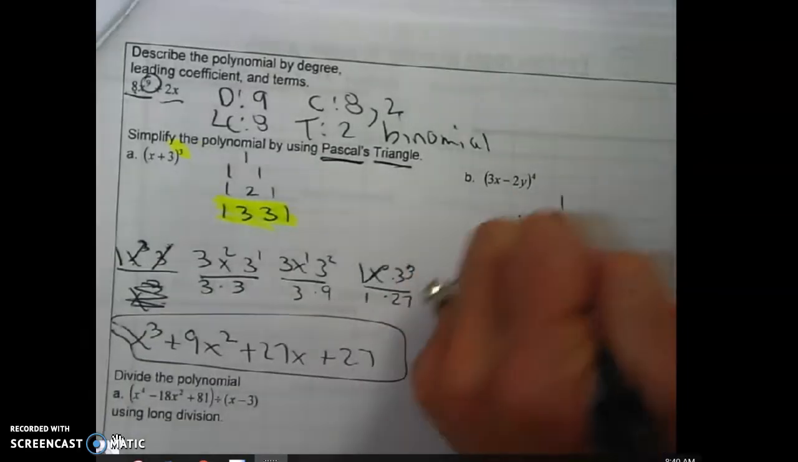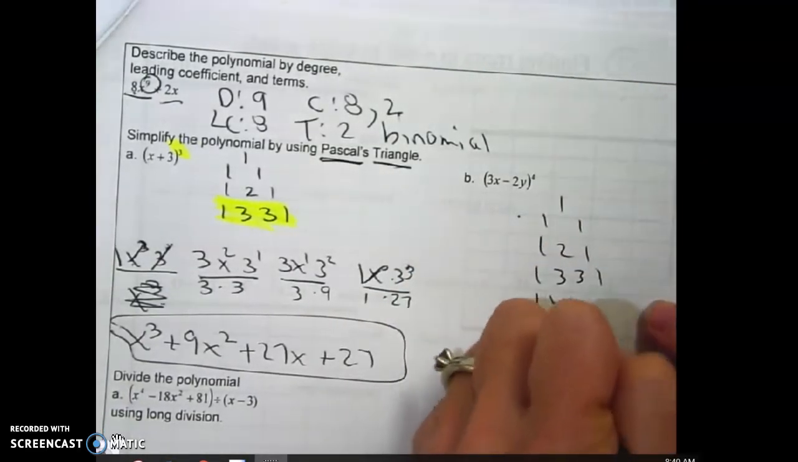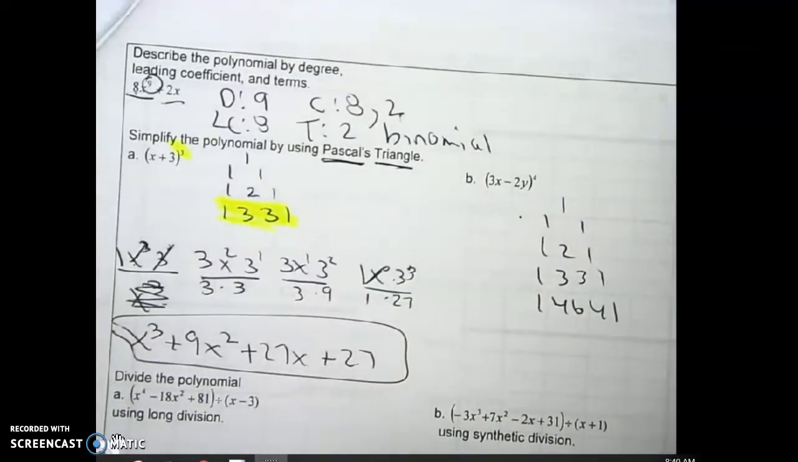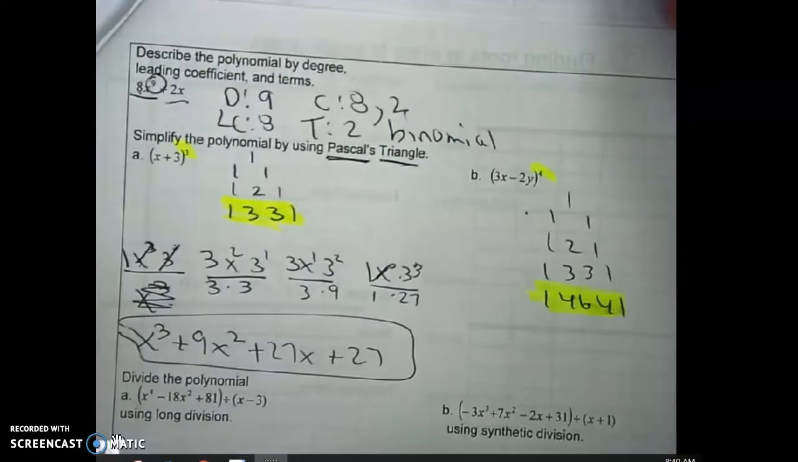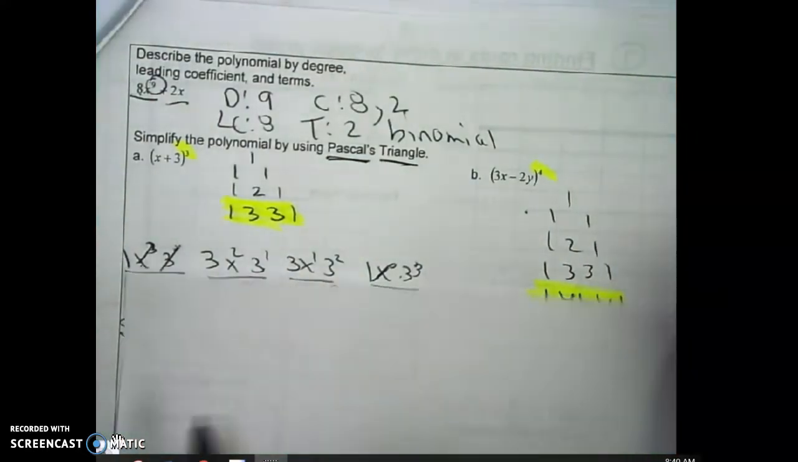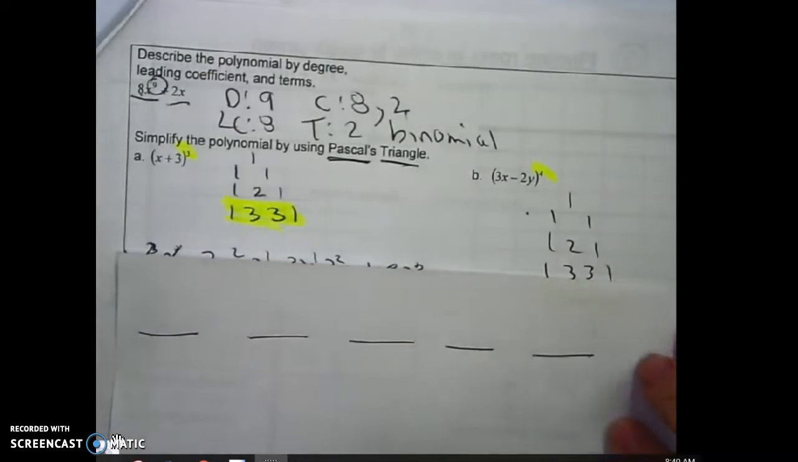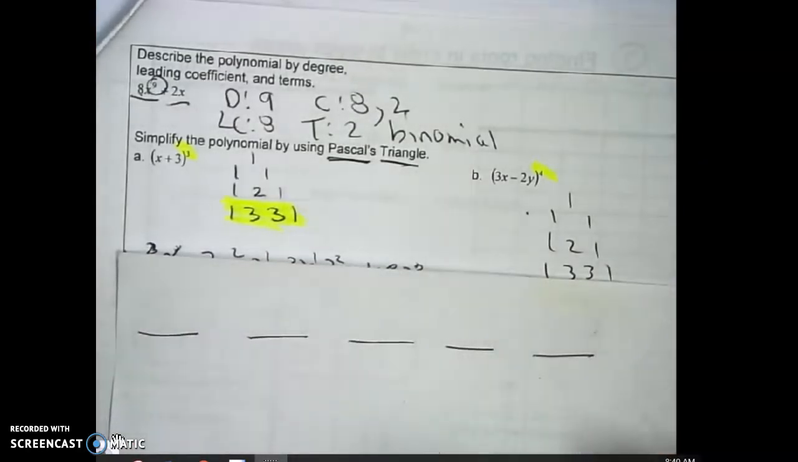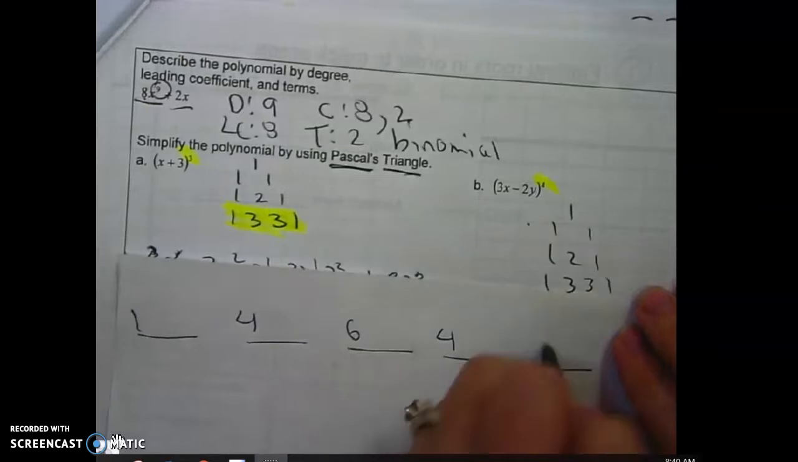This one is the 4th level: 1, 1, 1, 2, 1, 1, 3, 3, 1, 1, 4, 6, 4, 1. Okay? So it's the 4th level of Pascal's triangle, and I'm going to do it on a separate piece of paper because I know myself. But I know that if it's the 4th level, it's going to be 5 groups: 1, 2, 3, 4, 5. Okay? Use scratch paper. Take up some space. So we'll go 1, 4, 6, 4, 1.